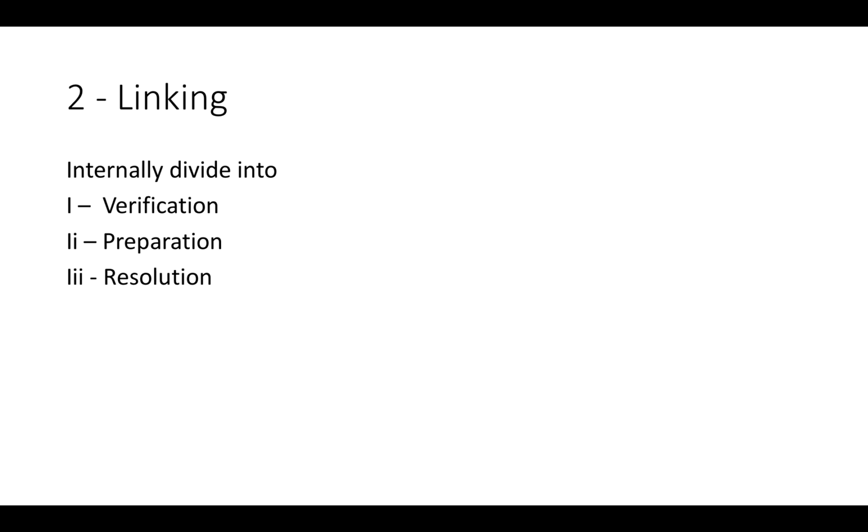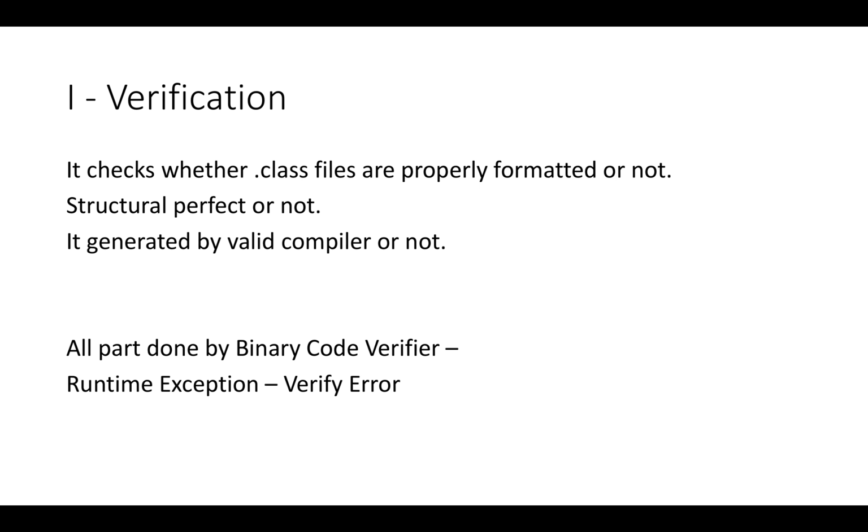The second part is linking, and it is internally divided into three parts: verification, preparation and resolution. In the verification part, it checks whether the .class file is properly formatted, structurally perfect, and generated by a valid compiler. All this is done by the bytecode verifier. If any exception occurs, it throws a runtime exception called VerifyError.